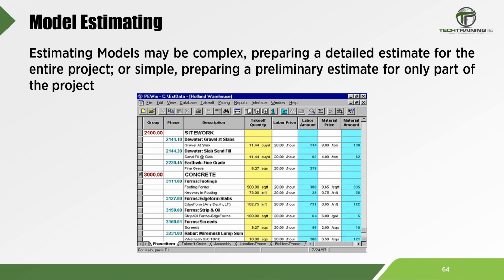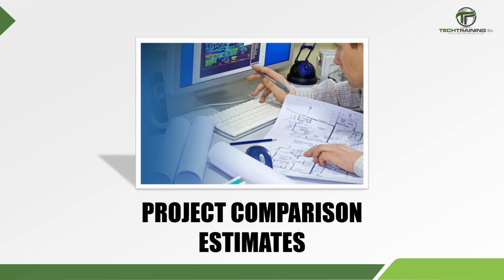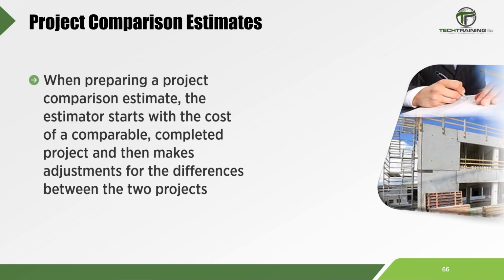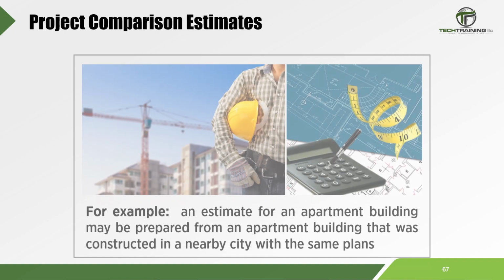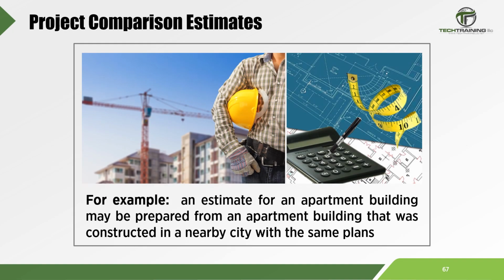Another type of estimate is the project comparison estimate. These estimates are prepared by comparing the cost of a proposed project to a similar completed project. When preparing a project comparison estimate, the estimator starts with the cost of a comparable completed project and then makes adjustments for the differences between the 2 projects. For example, an estimate for an apartment building may be prepared from an apartment building that was constructed in a nearby city with the same plans.